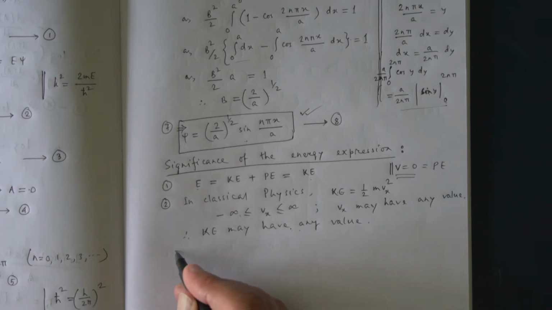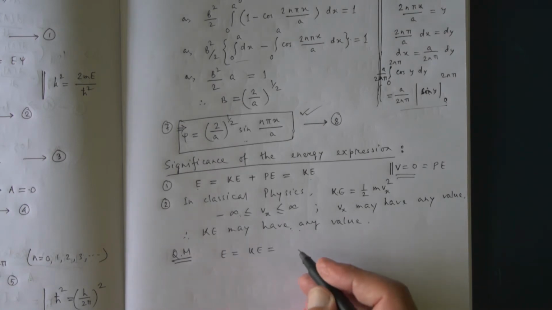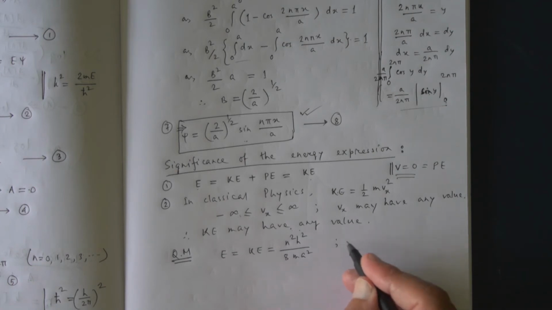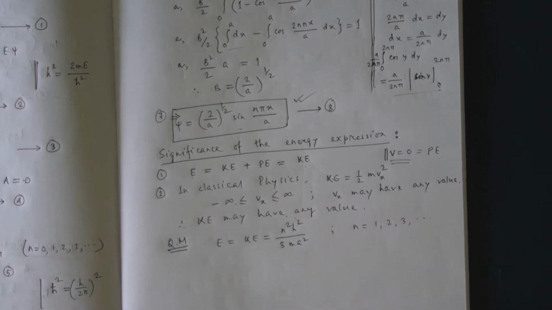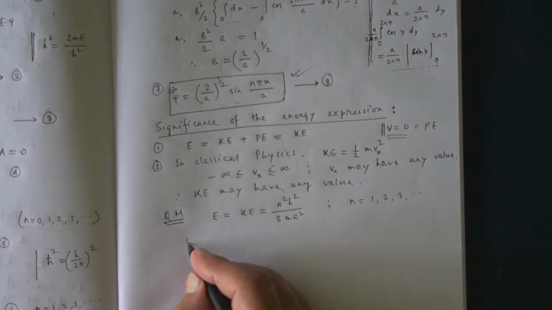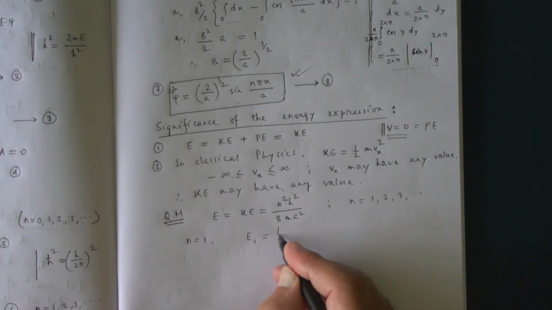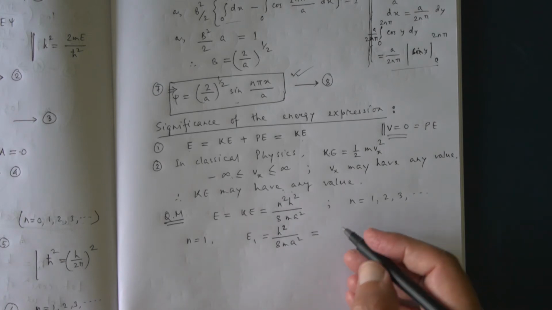But in quantum mechanics, what we get? Kinetic energy equal to n square h square by 8m a square, where n equal to 1, 2, 3, etc. Now if n equal to 1, what is the kinetic energy? Kinetic energy equal to h square by 8m a square. Let me call it C.